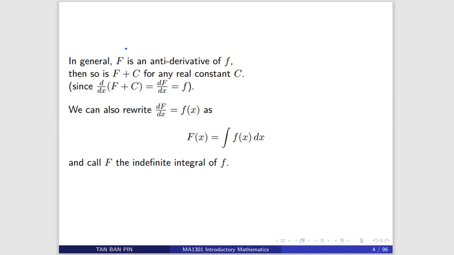In general, if big F is an antiderivative of small f, then the function big F plus any constant c is also an antiderivative of the function small f, because differentiating big F plus c is the same as differentiating the function big F with respect to x, which gives you small f of x.